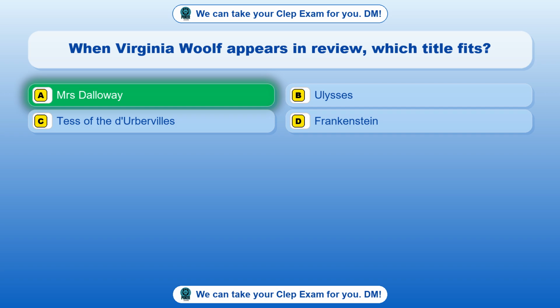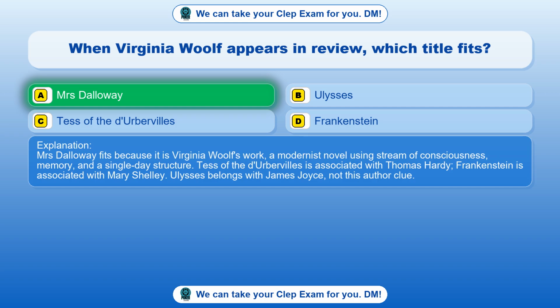Mrs. Dalloway. Mrs. Dalloway fits because it is Virginia Woolf's work, a modernist novel using stream of consciousness, memory, and a single-day structure. Tess of the D'Urbervilles is associated with Thomas Hardy. Frankenstein is associated with Mary Shelley. Ulysses belongs with James Joyce, not this author clue.